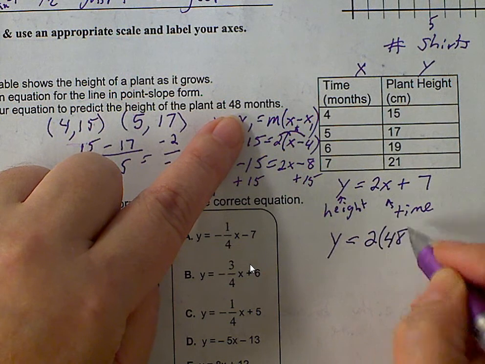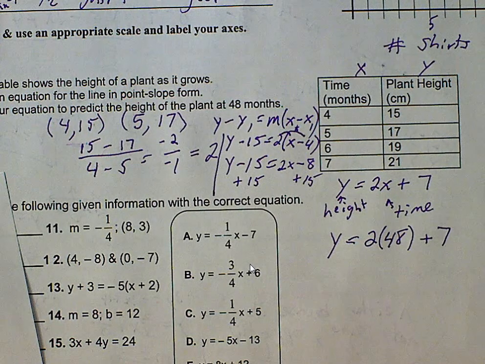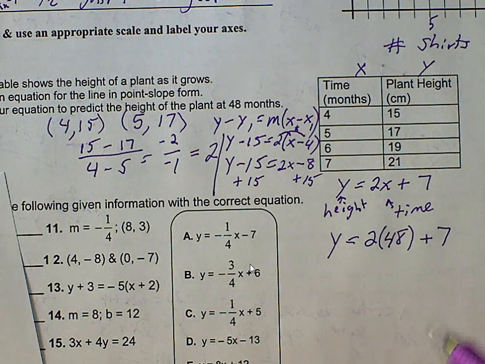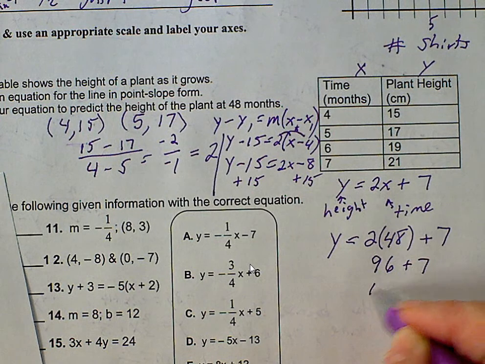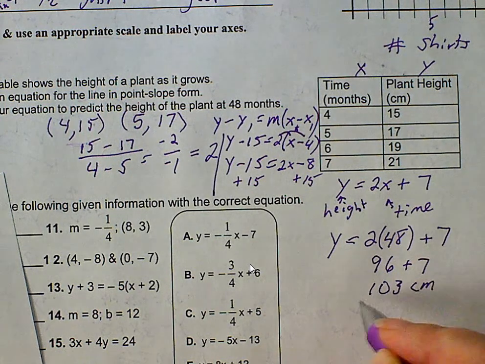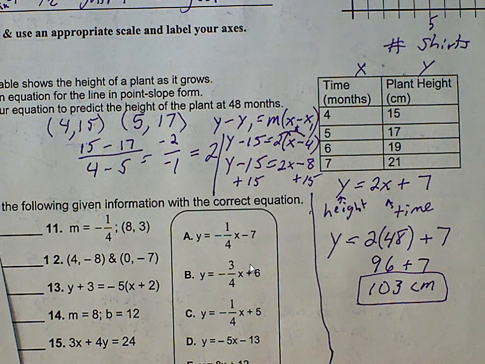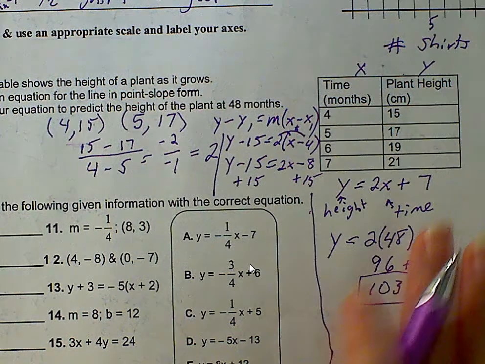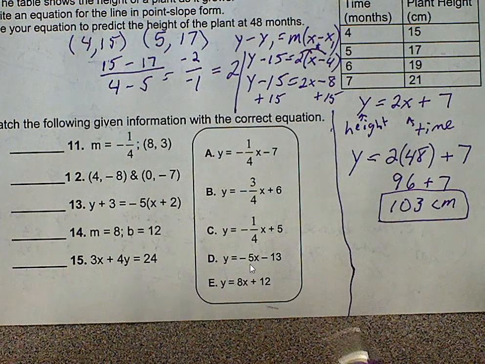So I go 2 times 48 in your calculator. 2 times 48 plus 7. So we get 96 plus 7 is 103 centimeters. All right. Now on multiple choice, if you had a multiple choice test, don't just look and see which one matches up. Do the problem and see if you can find that answer.